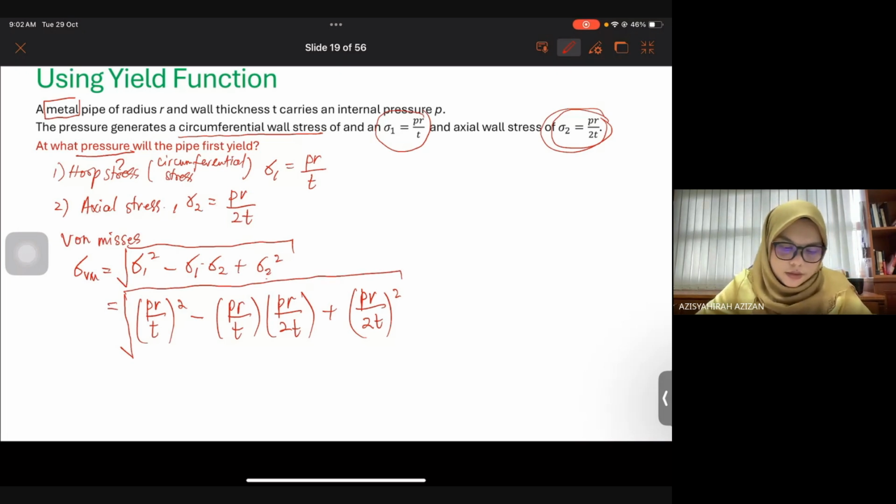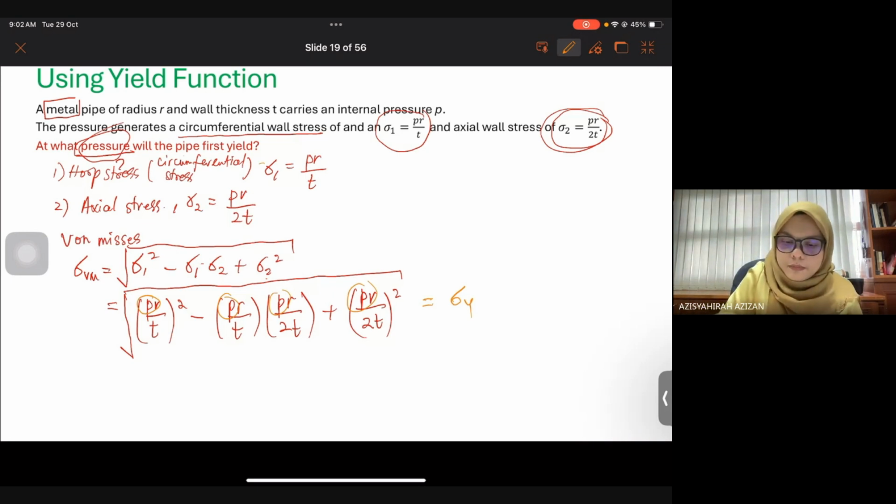So then what do we want? We want the pressure. We want to know this P. So what are we going to do? This should be equal to the sigma yield of the material.